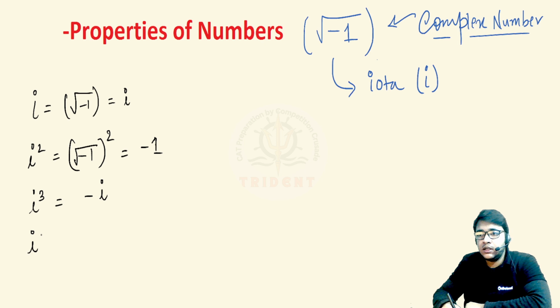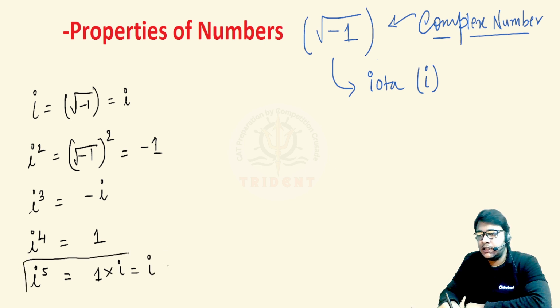I'm just seeing what all patterns I'm getting. i raised to the power 4 is nothing but squaring this term, i squared. That will give you a positive 1. Please understand we are squaring. This is not a square root. So this is going to be a plus 1. Now, if you go to the fifth term, you will realize that an i will get multiplied to it, which is again an i. So exactly from here you can understand that the sequence will start repeating itself.